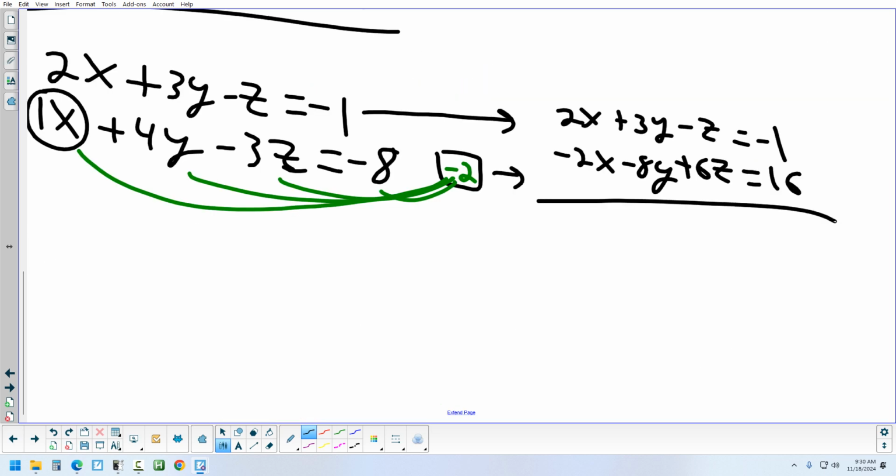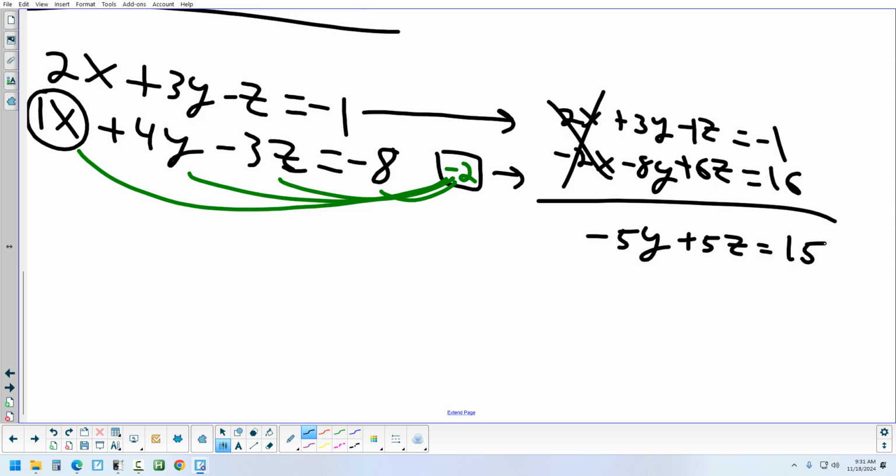All right, add those up. What happens to my x's? Those cancel. What's 3y plus -8y? -5y. What's -1z plus 6z? Plus 5z. And the right side, -1 plus 16? It's going to give me 15.